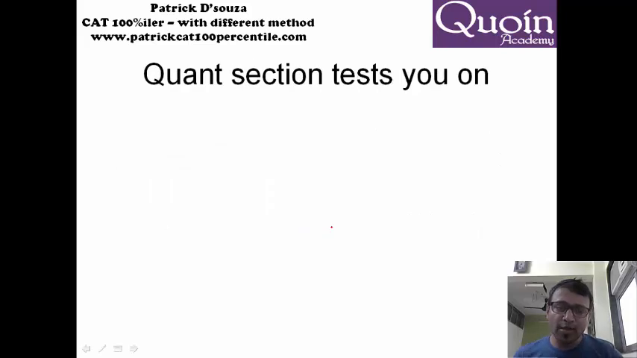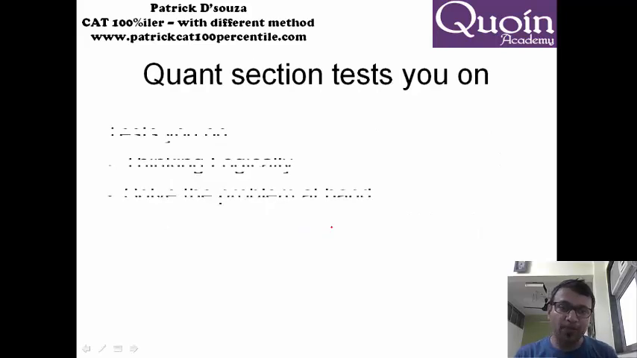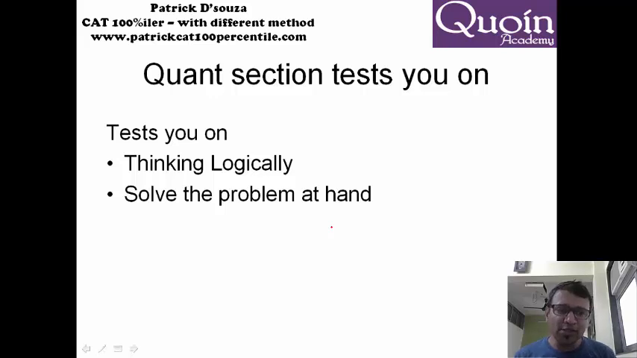So let's look at what the Quant section tests you on. It first tests you on thinking logically. If you look at the type of sums that come in the exam, it focuses on how you can think logically and try to get the answer, by looking at options or trying simple methods. It looks at whether, given a problem at hand, you can get to a solution. It's like a real life situation, when you have a problem at hand, how do you come to a solution in the most logical manner?